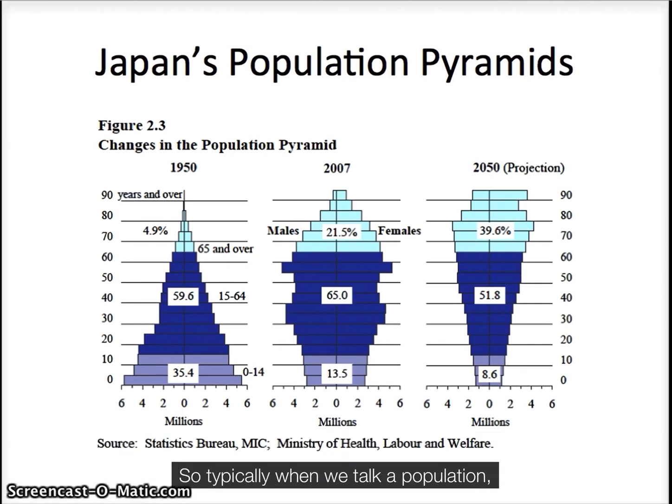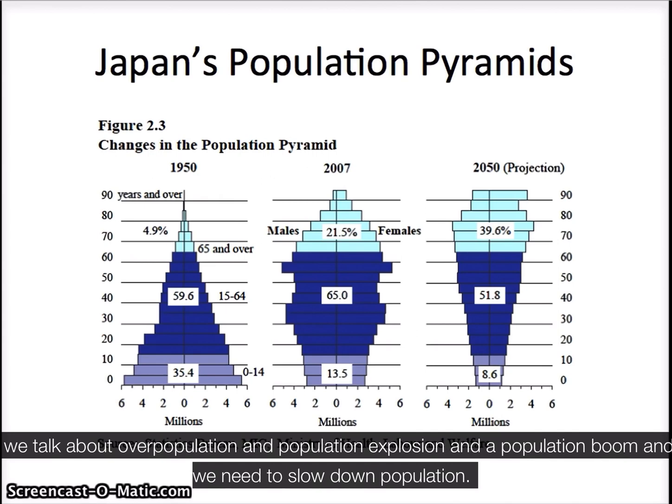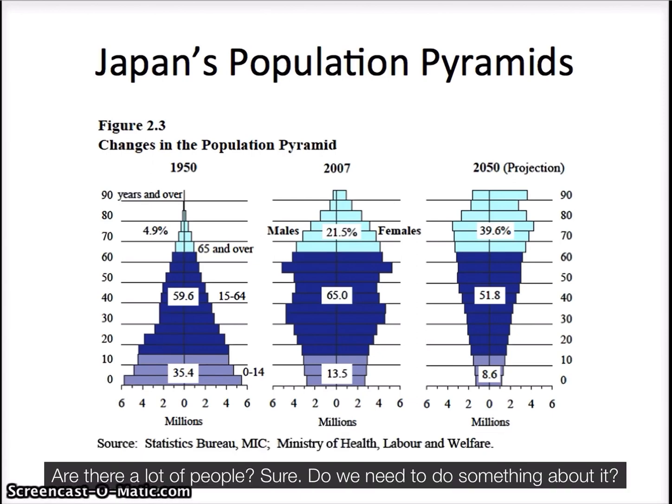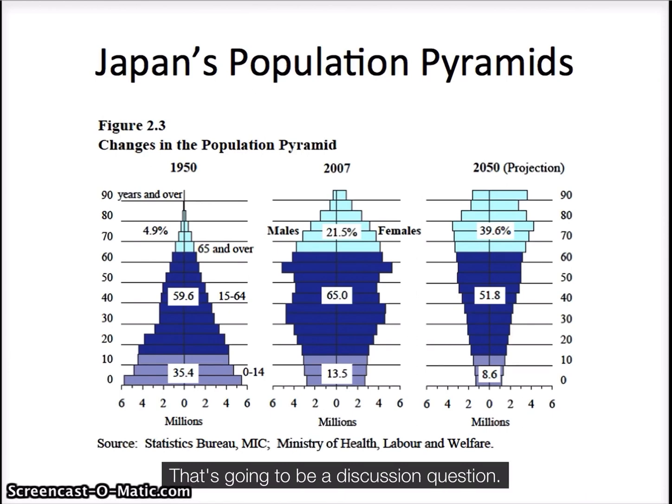So typically when we talk of population, we talk about overpopulation and population explosion and population boom, and we need to slow down population. But there's a difference when we're talking about regional population issues. Globally, are there a lot of people? Sure. Do we need to do something about it? That's going to be a discussion question.